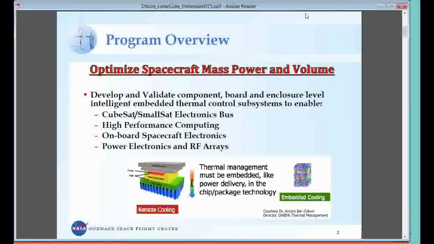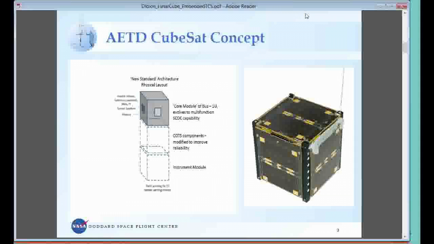Now, Goddard is in the CubeSat business, and one thing that is going on in the engineering directorate is this idea of a bus or a core module. I think we all know what a CubeSat looks like, so I'll just let this go. If we go to the next slide, because I can't seem to do that.